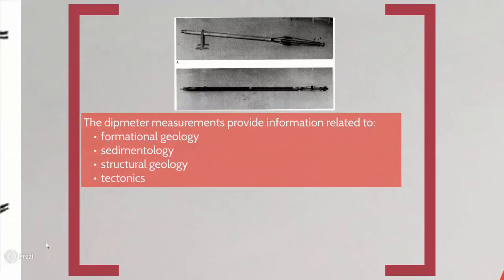The Dipmeter measurements provide information related to formational geology, sedimentology, structural geology, and tectonics. The first one, formational geology. It allows to determine micro-horizons as well as collector and non-collector horizons, direction of geological parameter change, saturation of reservoir horizons with hydrocarbon and hibernation water.